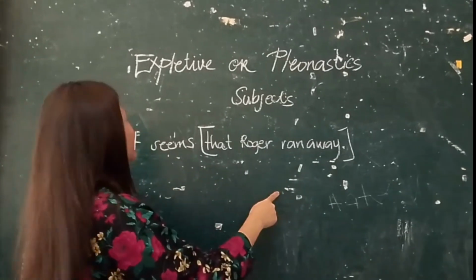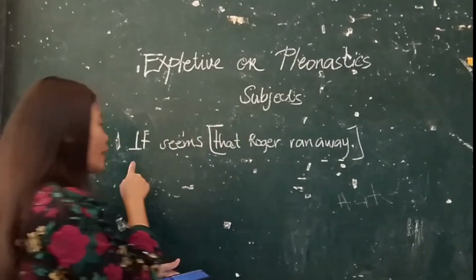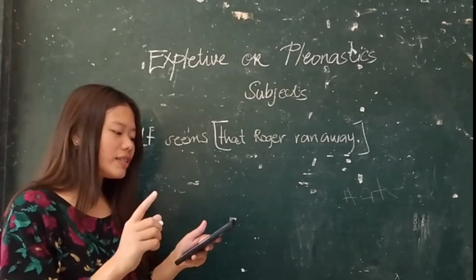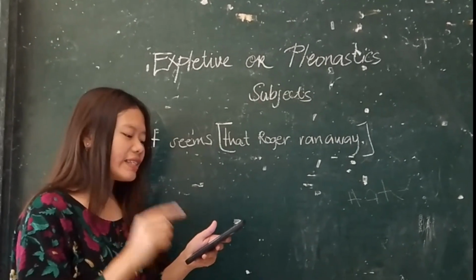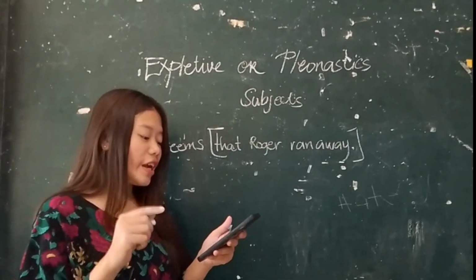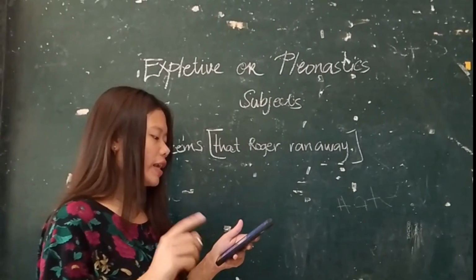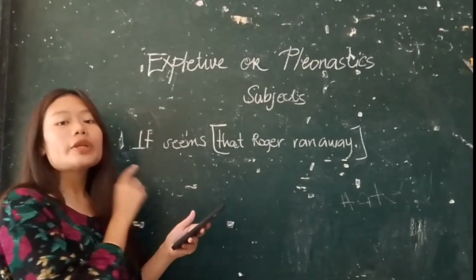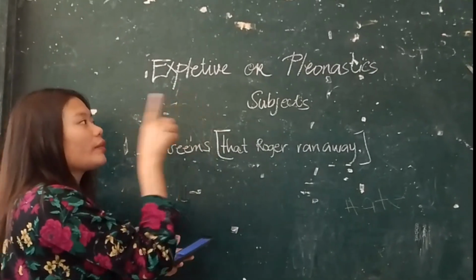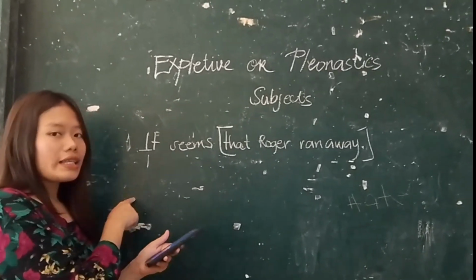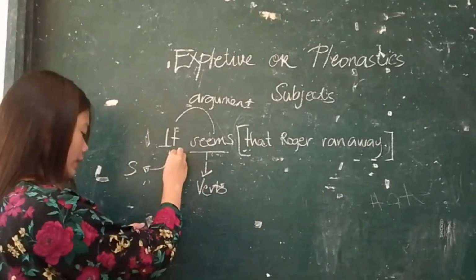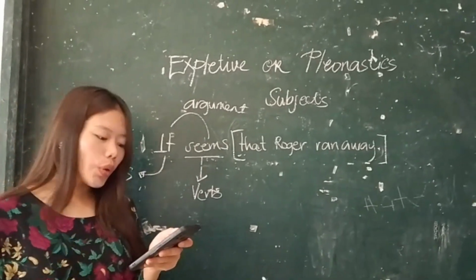But in this case, in the expletive or pleonastic subject, it is meaningless. The verb seem has just one argument, the clause that Roger ran away, which acts as its complement. Thus, from a semantic point of view, there is no subject argument here. Yet, there is a subject, the pronoun it, which in this example is an expletive or pleonastic subject. It is meaningless. There is a subject, the pronoun it, which in this case has no meaning.